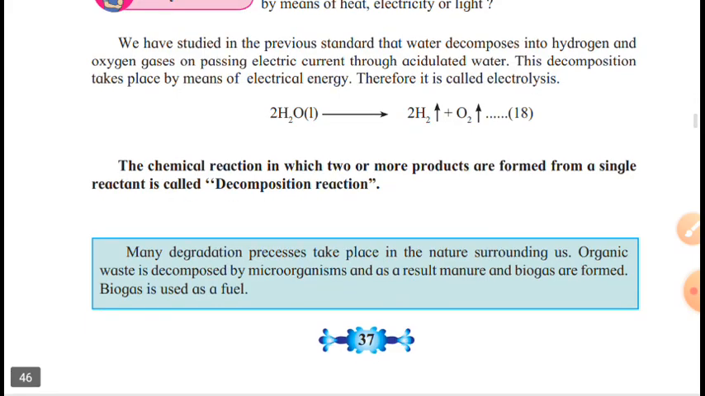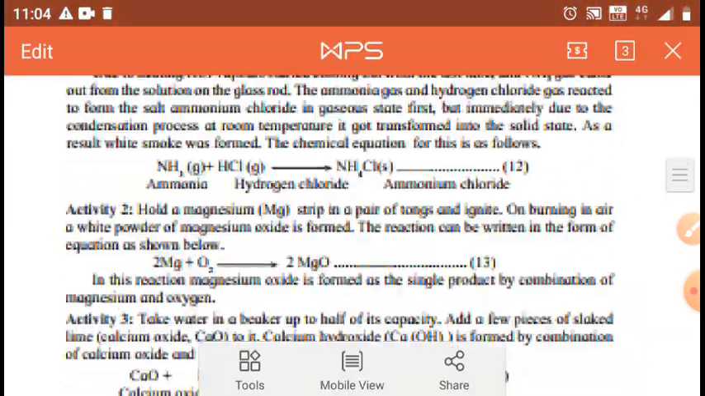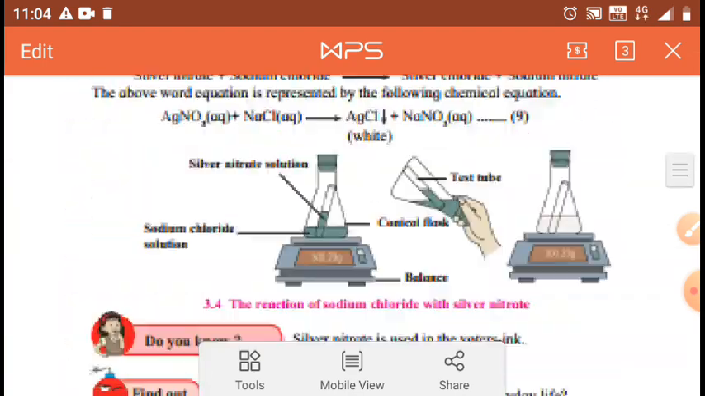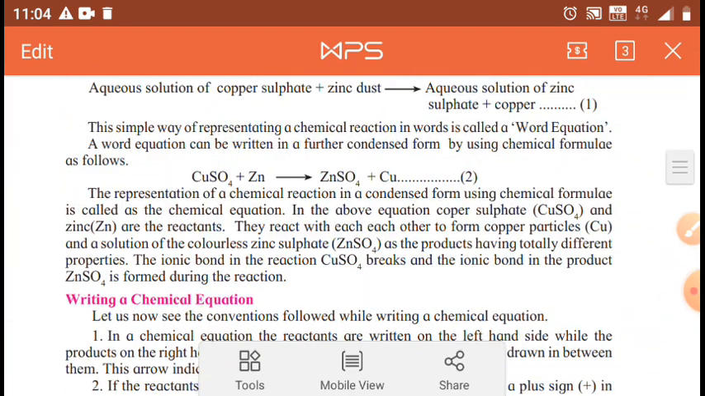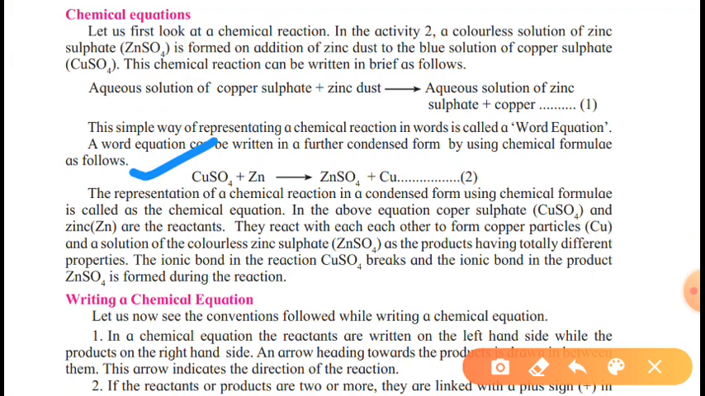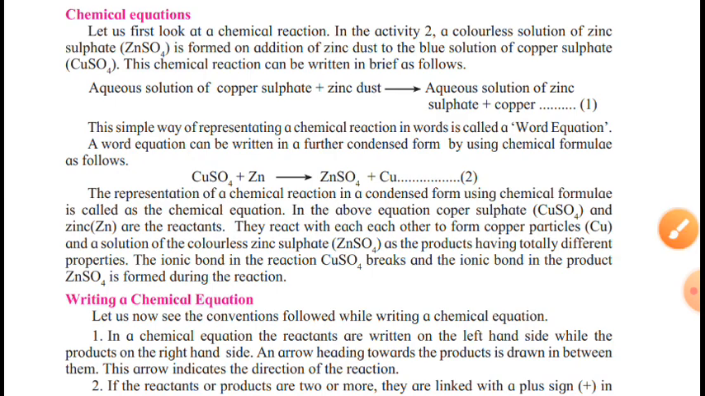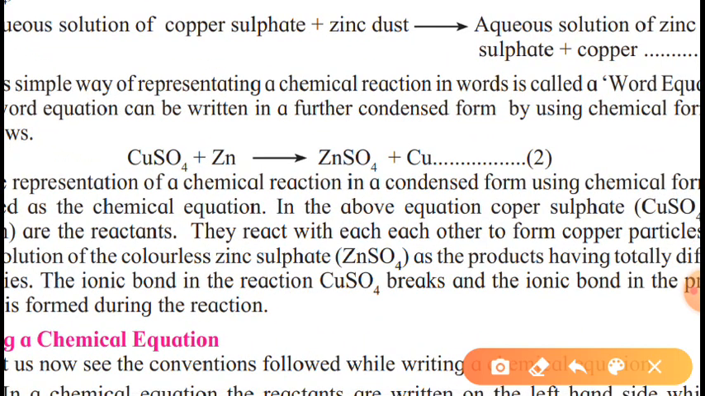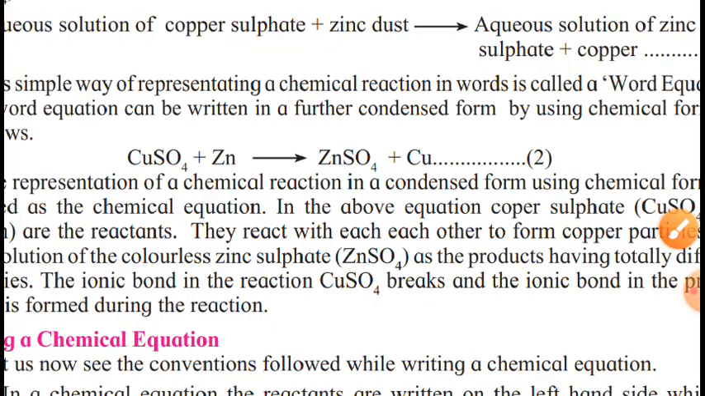Now the third type is a displacement reaction. In the earlier chapter we studied a reaction of copper sulfate and zinc. Here when copper sulfate and zinc are mixed with each other, we get zinc sulfate and copper. Now zinc is a more reactive element and copper is a less reactive element. Zinc displaces copper and forms ZnSO4. Therefore it is called a displacement reaction.